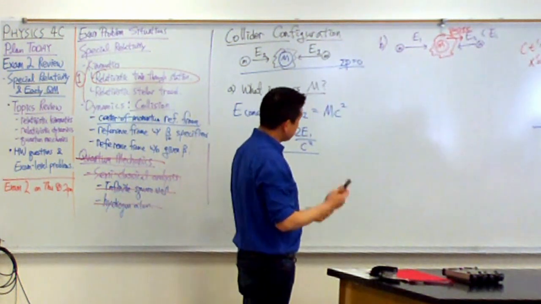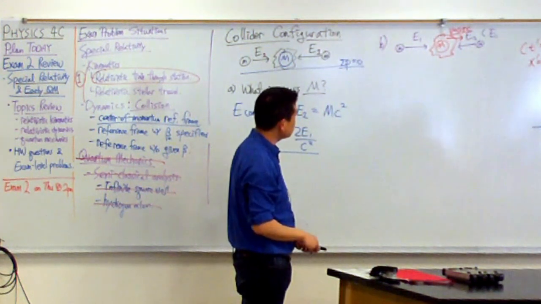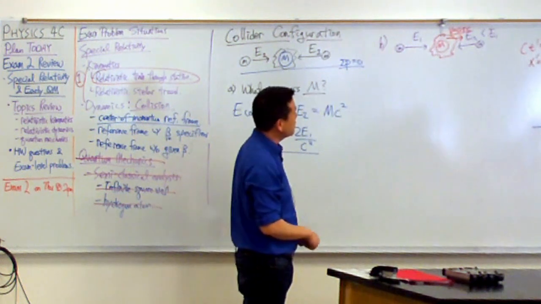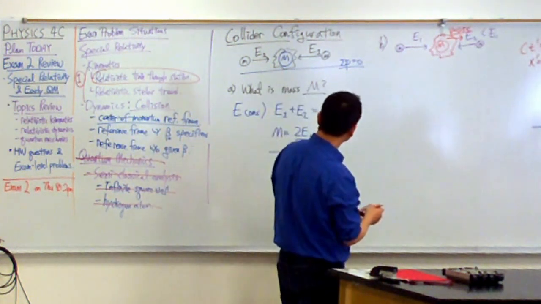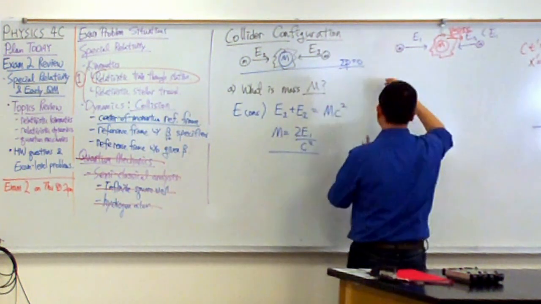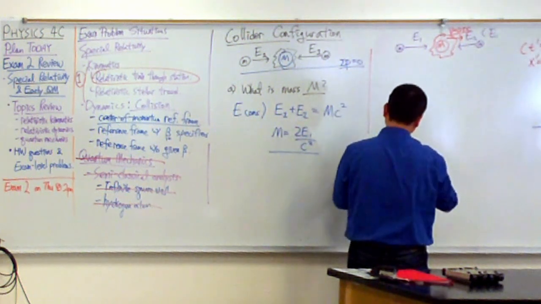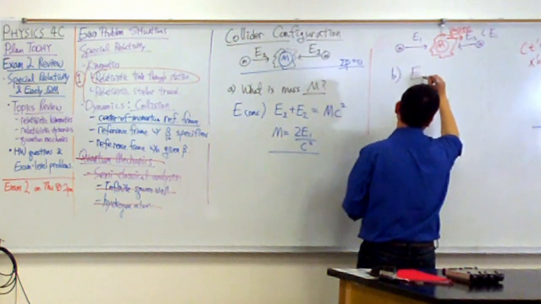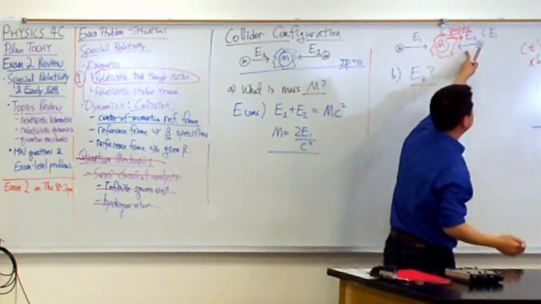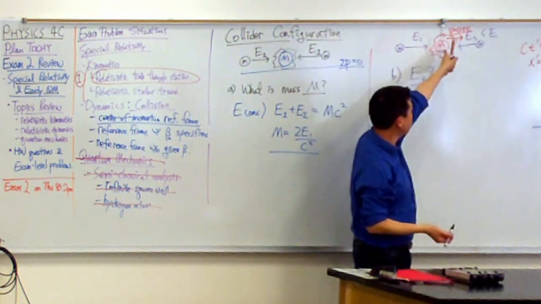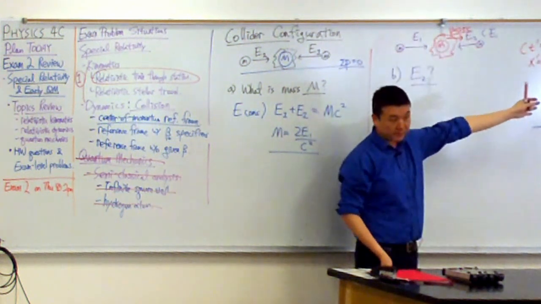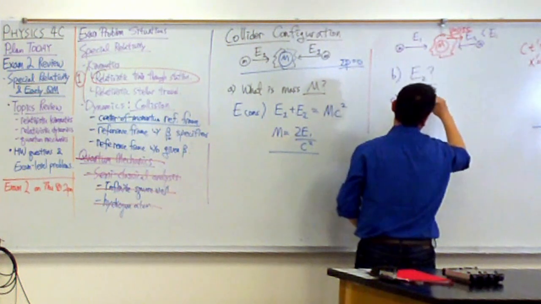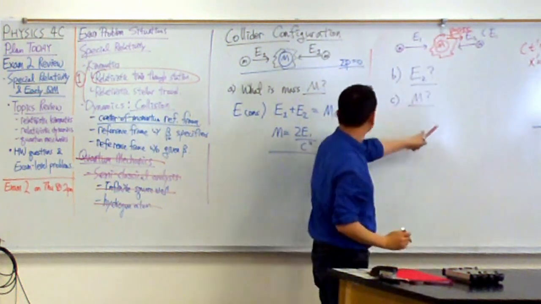I'm sorry, this is the second setup. The two questions that someone could ask are: B, what is the value of E2? How much should this beam energy be reduced so that whatever the resulting particle is, it's moving to the right? And the other question you could ask is, what is the mass of this particle now? Because it's not going to be the same as this.